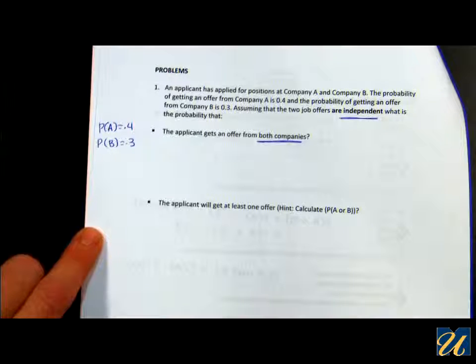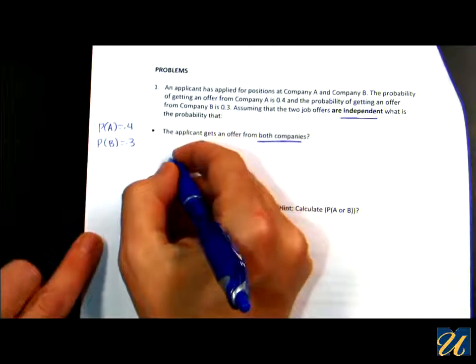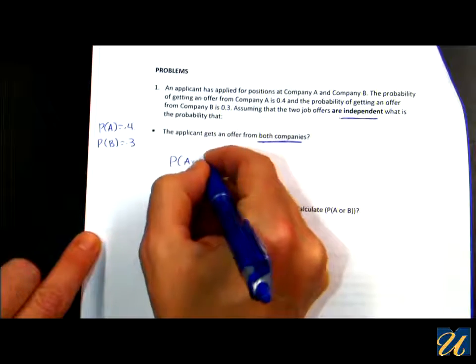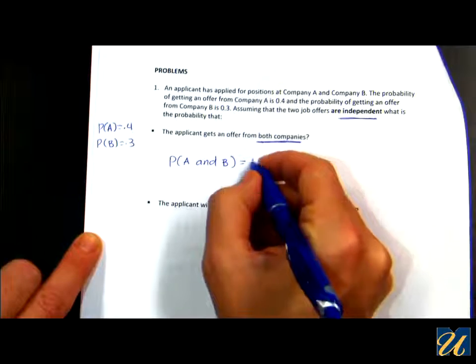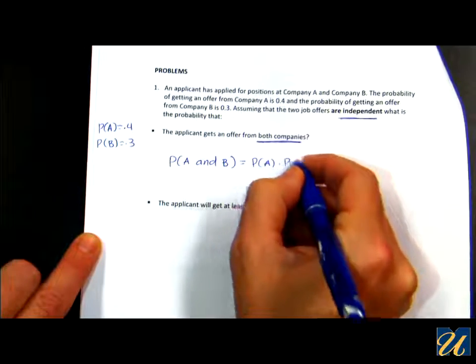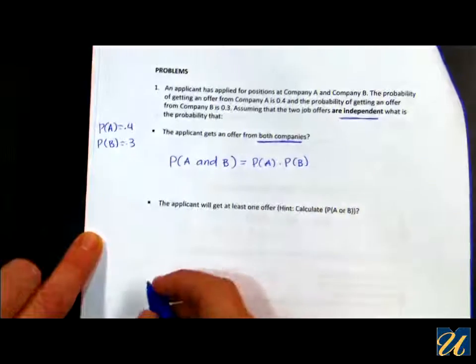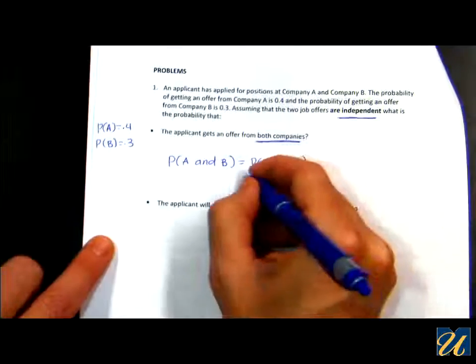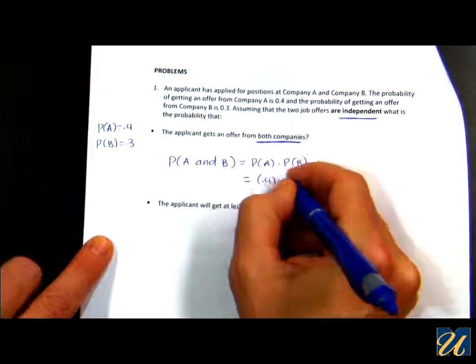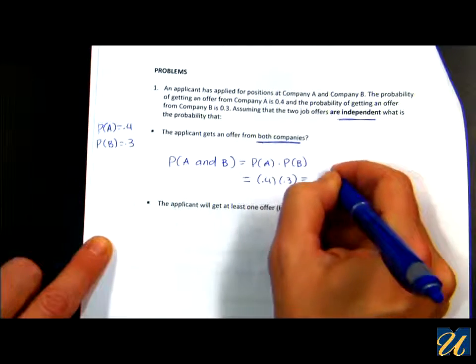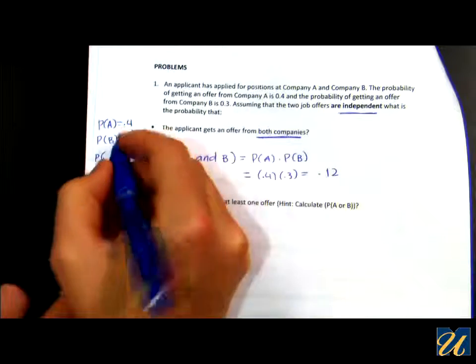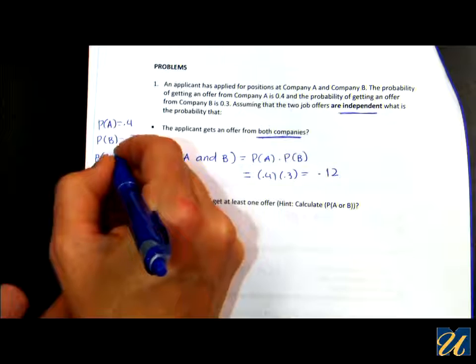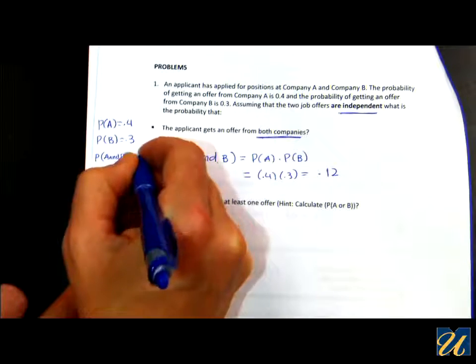Since the two job offers are independent, then it's safe to assume that the probability of A and B will be equal to probability of A times probability of B. So this will be equal to 0.4 times 0.3, 0.12. So here, let me just write it down. Probability of A and B equal to 0.12.